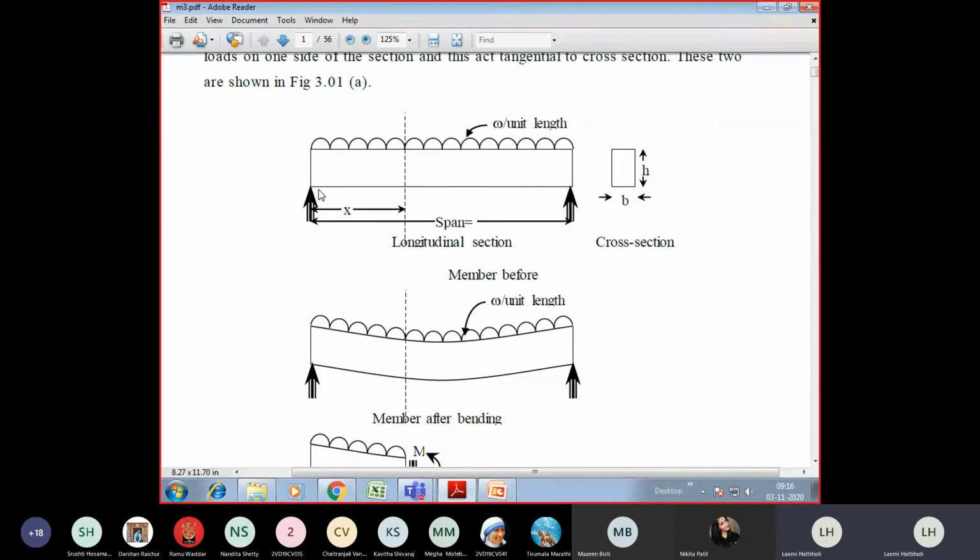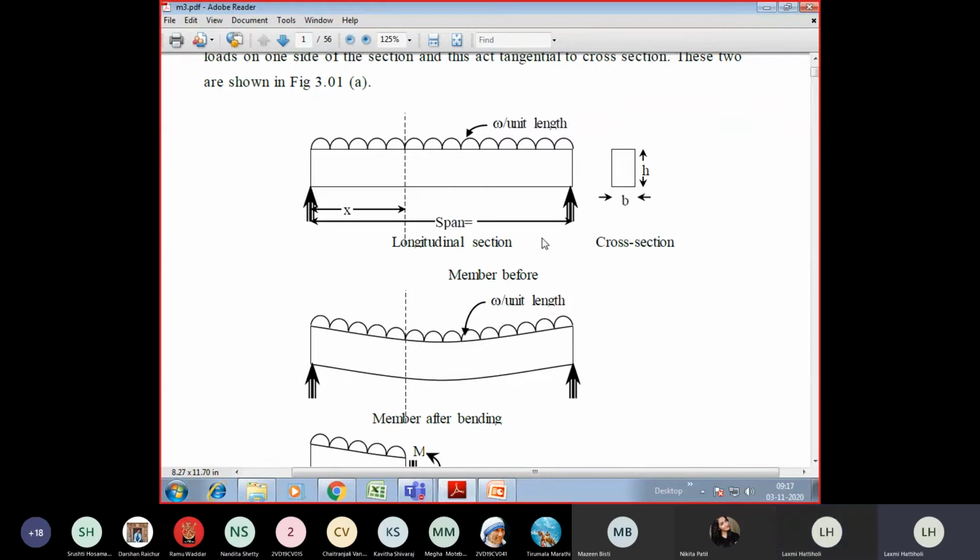And if you remember, we had also discussed what exactly is a longitudinal section and what is a cross section, right? So this is your longitudinal section. Please observe the cursor carefully. This is a longitudinal section. This is the cross section. In the cross section, you can clearly observe the breadth and depth of the beam, right?